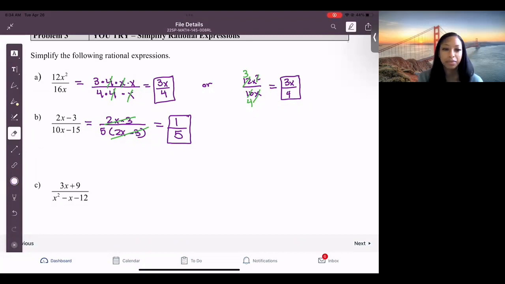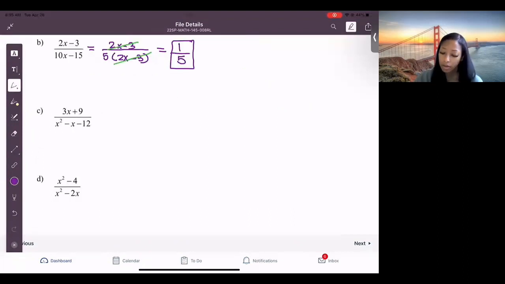All right. I'm going to keep rolling through these. Remember, we're factoring the numerator and denominator as much as possible and then canceling out any common factors. For part C, 3x plus 9 over x squared minus x minus 12. In the numerator, we can factor out a 3. So we'll have 3 times x plus 3. And in our denominator, that trinomial can be factored to x minus 4 times x plus 3.